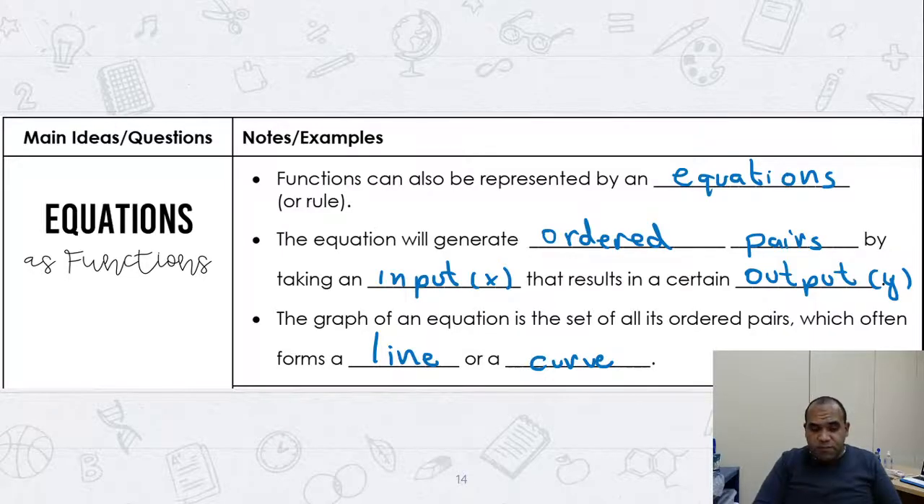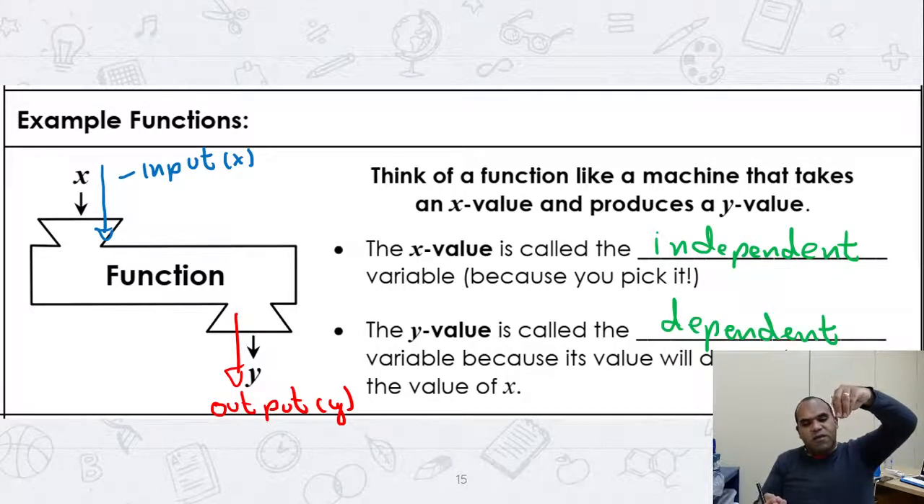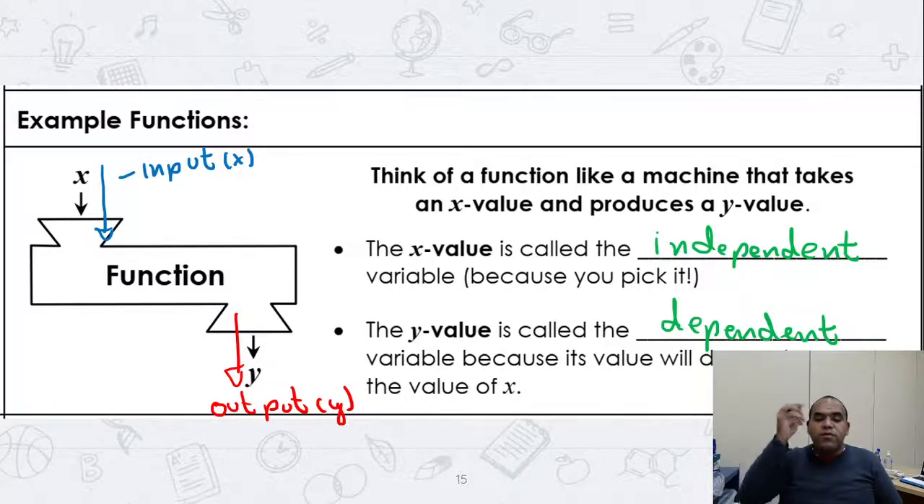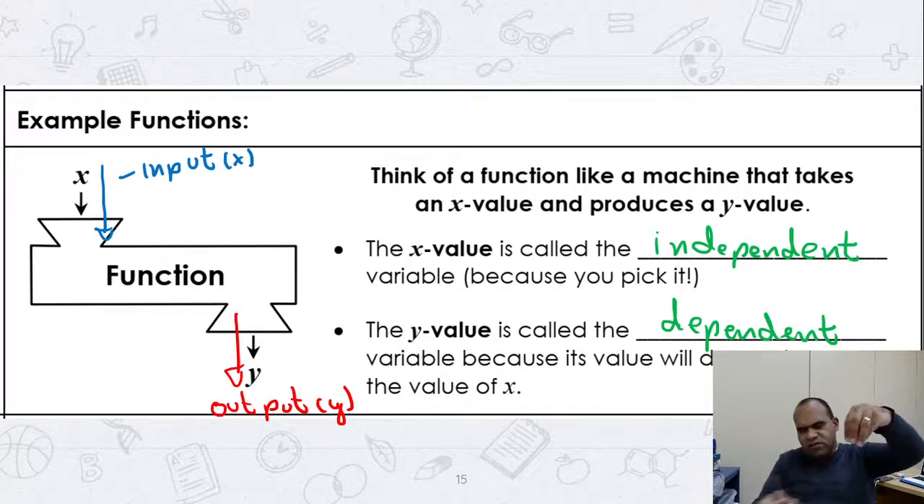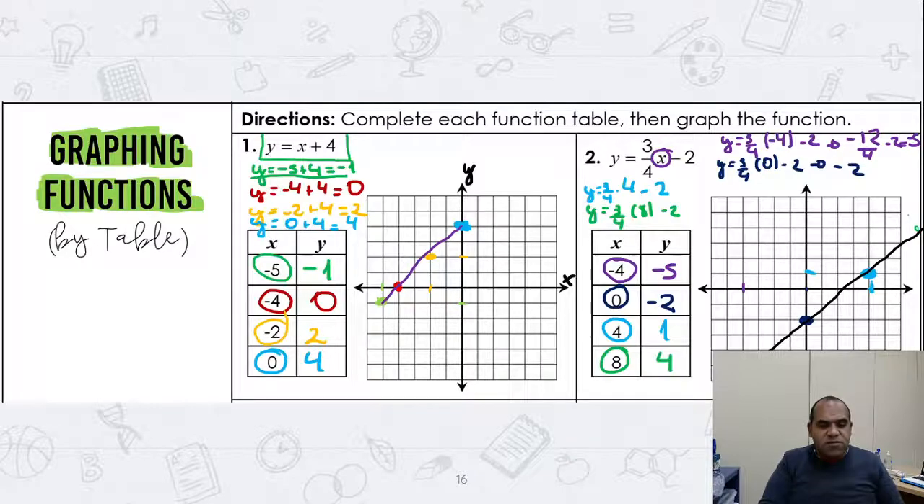Very simple. Right now, example functions: we put in an input and always have an output. And remember, the x value is the independent variable because you pick it. You choose. And the y value is called dependent because its value will depend on the value of x. If you put in a certain value of x, the result must come from using that specific x.